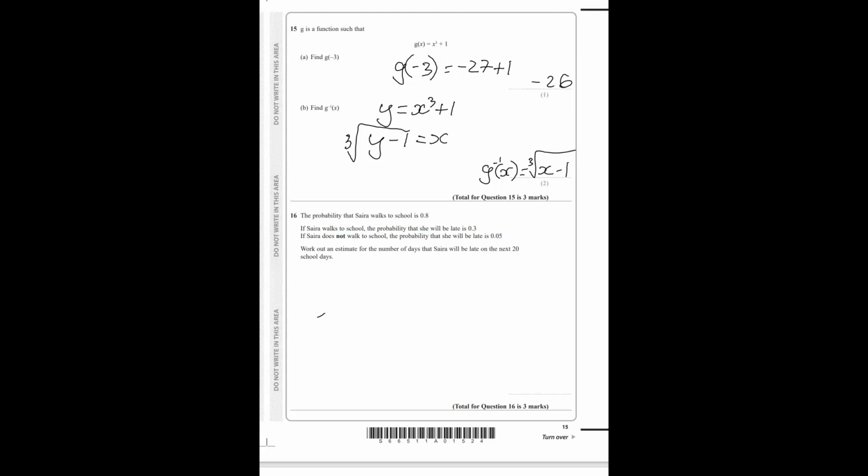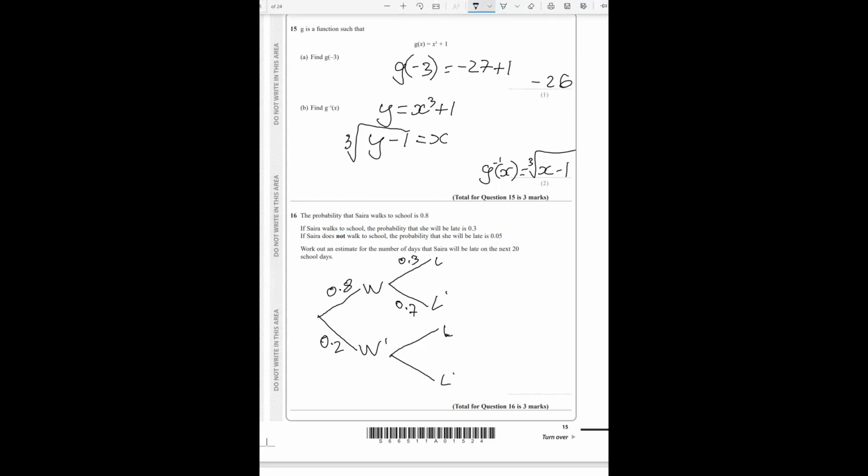So let's have a look. We've got walk, not walk, which is just going to be 0.8, 0.2. But then if she walks, she's late, not late, so 0.3, 0.7, and these are slightly different. Late, not late, so that's 0.05, and that must be 0.95.